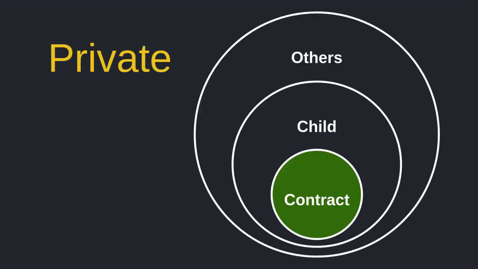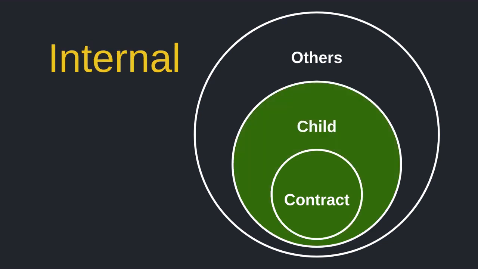A state variable or a function declared private means that it is only accessible inside the contract that defines it. For example, if a contract has a private state variable and another contract inherits from that parent contract, then the child contract does not have access to that private state variable defined in the parent contract. When a state variable or a function is declared as internal, then that means that it is accessible inside the contract itself and the child contract, but it is not accessible by other contracts and accounts.